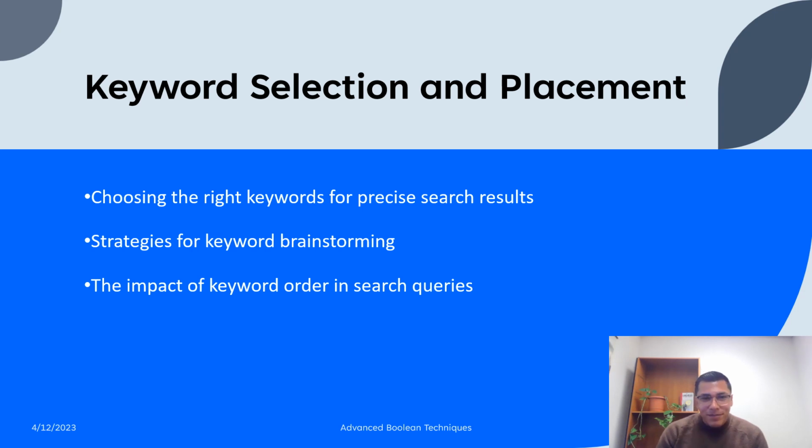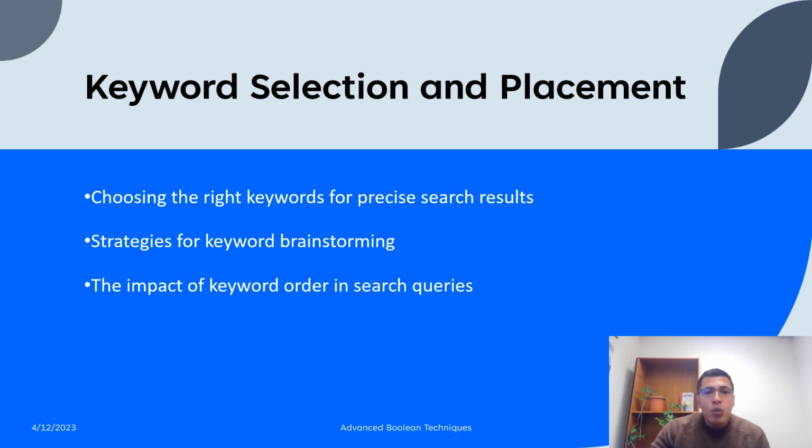So let's move on. Keyword selection and placement. Choosing the right keywords for precise search results is extremely important. So are the strategies for brainstorming and the impact of those keywords within your search queries. Let's dive just a little bit deeper as we cover this information. Choosing the right keywords is critical for conducting effective Boolean searches. Your choice of keywords can significantly impact the precision and relevance of your search results.